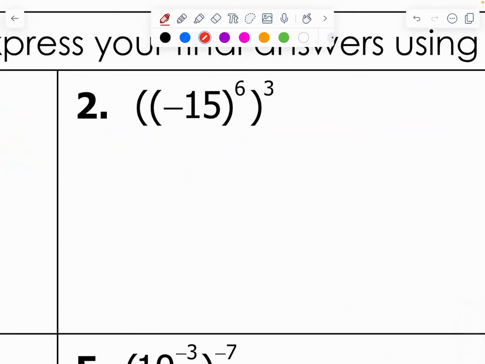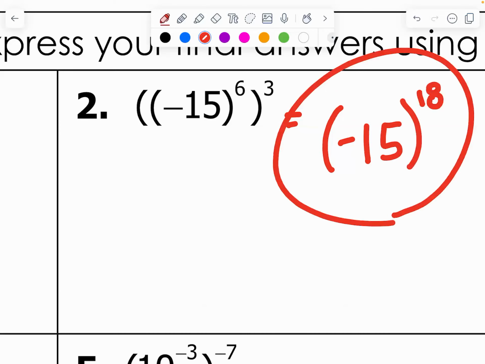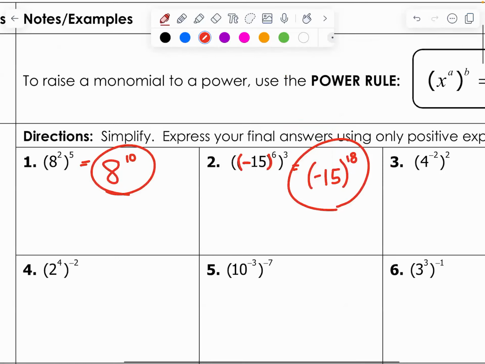Okay, so let's talk about number 2. Lainey, what do you think our exponent's going to become in number 2? Yeah, if we take 6 times 3, our exponent is 18. Anytime we have a negative base, make sure you put those parentheses around it. So if we have a negative with our base, we have to keep those parentheses there.